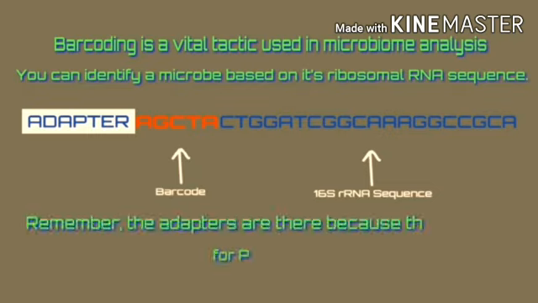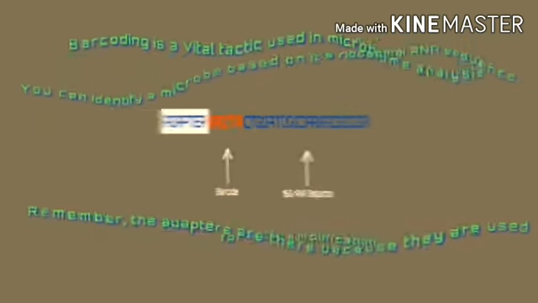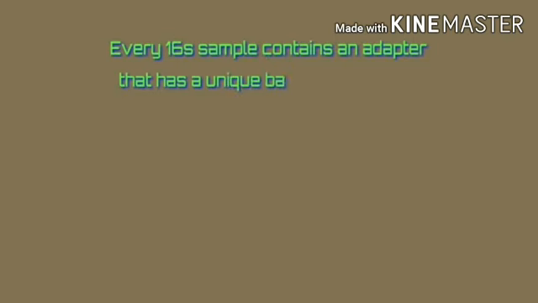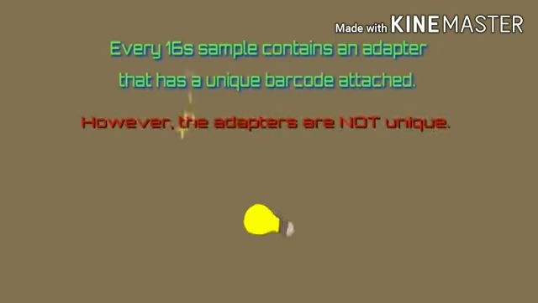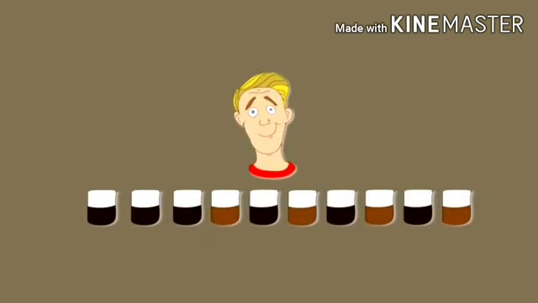Remember that you can identify the microbes based on the ribosomal RNA sequence. Remember that adapters are there because they are used for PCR amplification. Every 16S sample contains an adapter that has a unique barcode attached. However, the adapters are not unique.